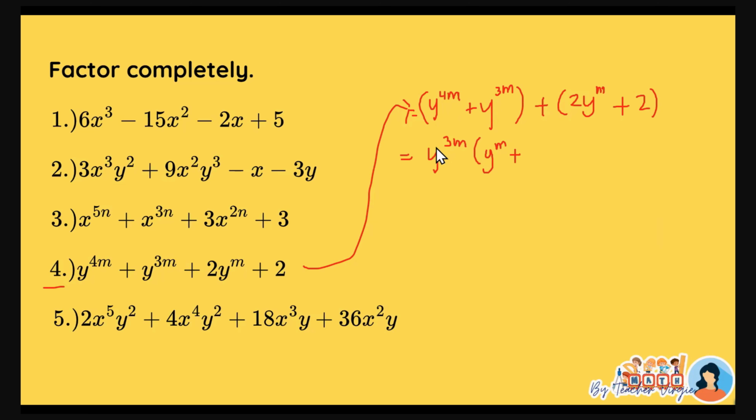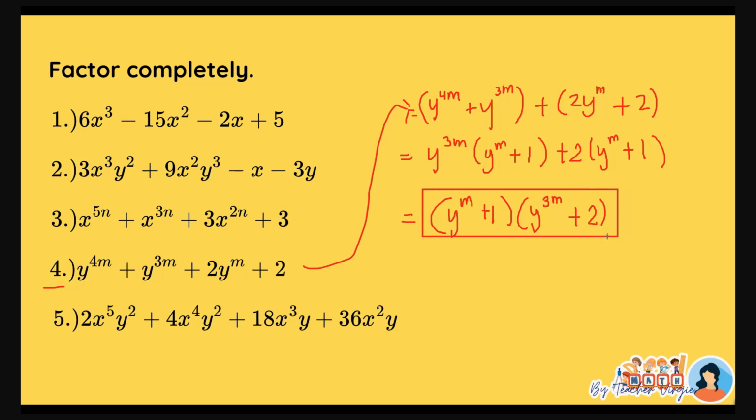Next, y to the 3m divided by itself, so that means 1. Next, here the common factor is only 2, so let's take out 2. Then the remaining will be y to the m power plus 1. Now, there you go. We have the common factor of y to the m power plus 1. Then the remaining factor is y to the 3m power plus 2. Okay, let's take a box. Yeah, that's your final answer for number 4.